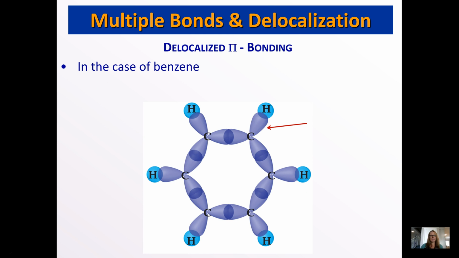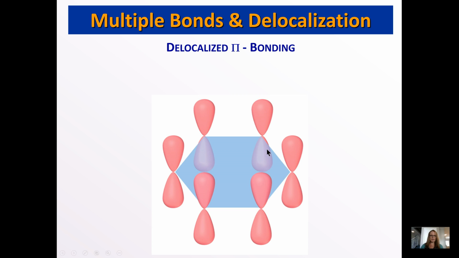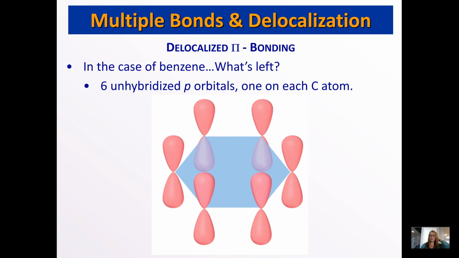So when we look at that, we see that each carbon atom is going to be sp2 hybridized because it has 3 electron domains around it. It has the single bonds between both carbons and the single bond with the hydrogen. Since it's sp2 hybrid, what is not involved in the sigma bond is going to be the unhybridized p orbitals. And each carbon has 1 unhybridized p orbital, and they are above and below the plane.